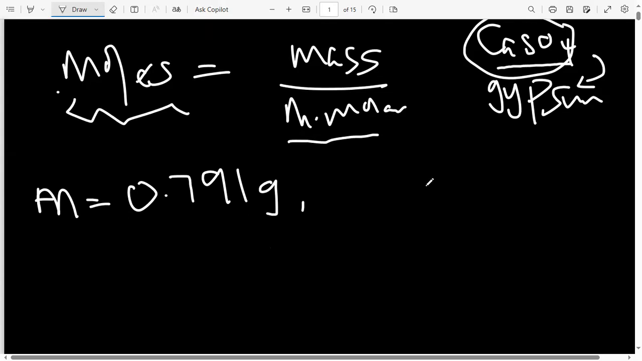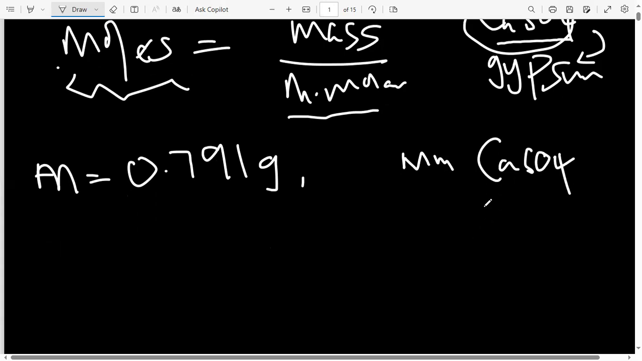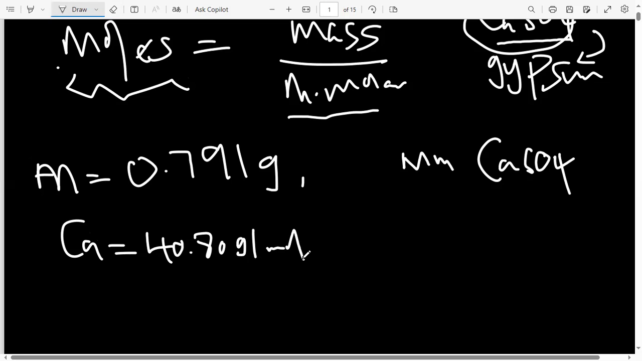I'll just write MM for the molar mass of calcium sulfate. You get these numbers from the periodic table. What is the molar mass of calcium? You should check your periodic table, but it is approximately 40. Yes, 40.08 grams per mole. This is the molar mass of calcium.